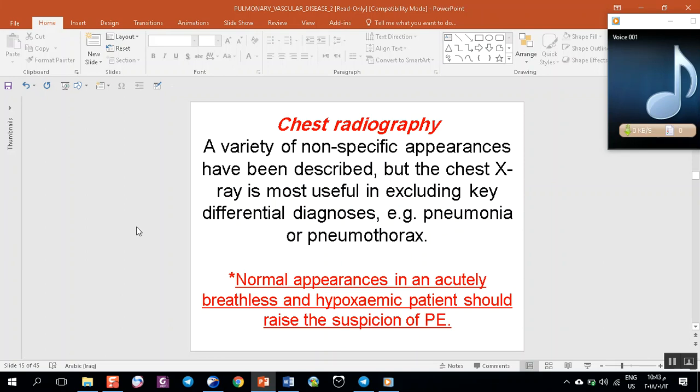Number 1, just the chest X-ray. Then, the chest X-ray is useful for diagnosis. The X-ray with embolism is negative. A normal appearance in an acutely dyspneic patient should raise the probability of embolism.